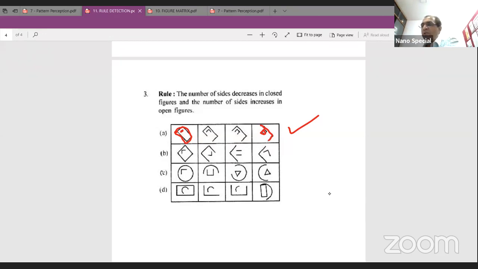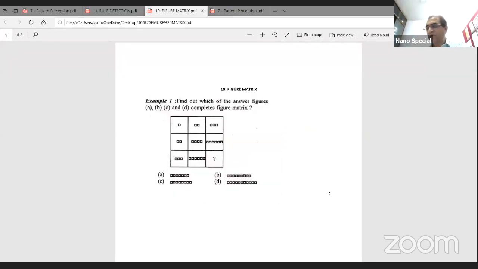Now let's go to the next set of questions, which is known as figure matrix. That is also a rather easy kind of question. Let us look at figure matrix. So can you answer this question? Figure matrix. Find out which of the answer figures A, B, C, and D completes the figure matrix?